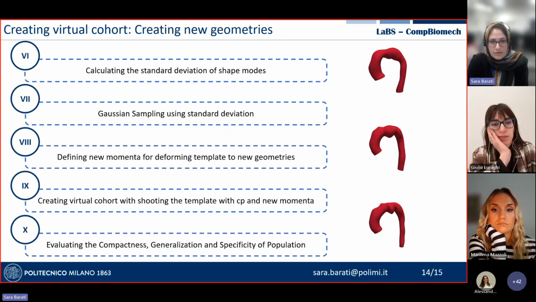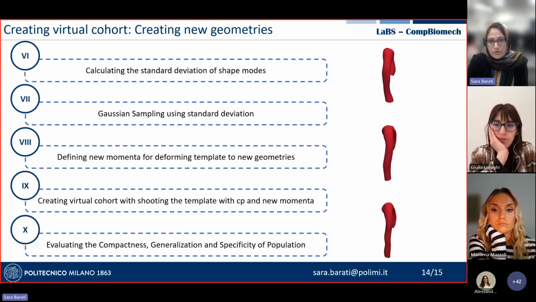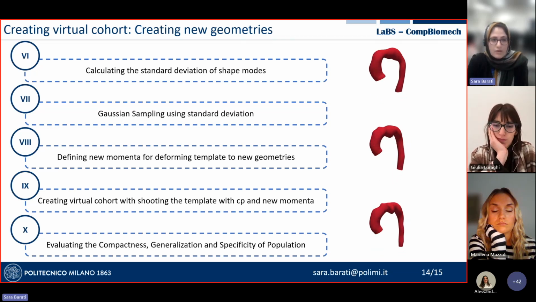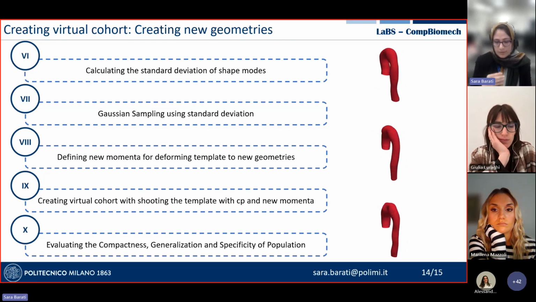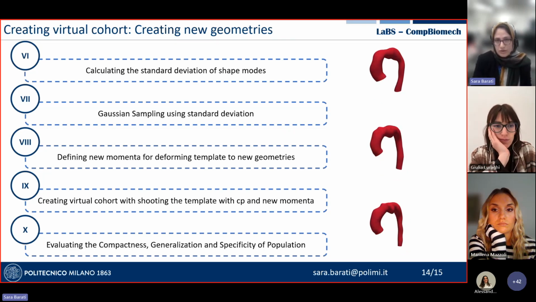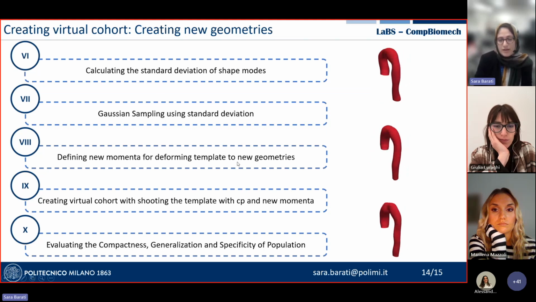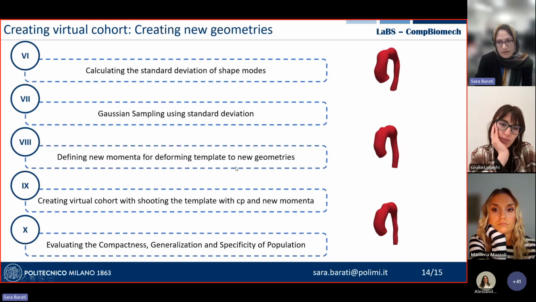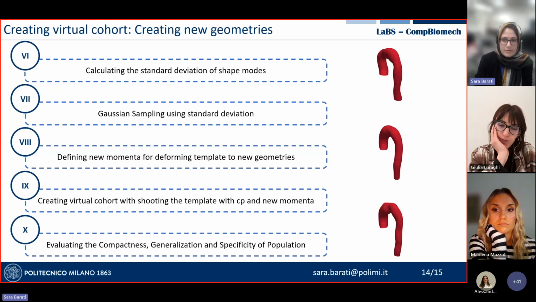We first calculate the standard deviation of these shape modes, and then using Gaussian sampling, we define new momenta that can take us from the initial template geometry into the new geometries that we can use as new virtual patients. Then after that, we evaluate these virtual patients.